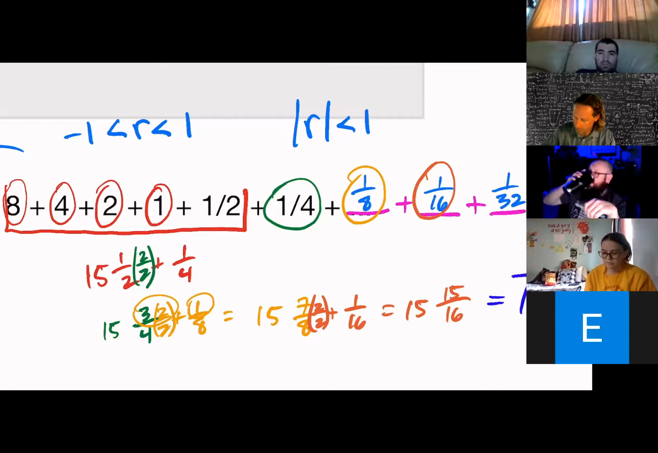16, approximately. Okay, I like that. If we're talking limits, it's like it would approach 16, right? But remember, this goes on forever. And it's going to get so close to 16, we're going to actually say that the limit is 16.